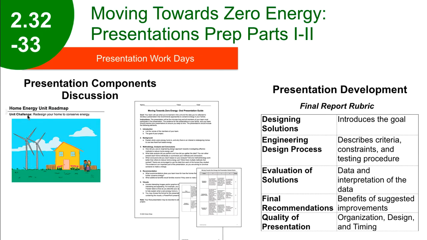In the next lesson, students once again review the unit roadmap and reflect on the benefits of a zero-energy home. How does their action plan relate to each of the subsystems in the roadmap? We look over the information sheet that outlines the required components and the rubric for their final presentation. Some highlights are shown right here. And then they have the rest of today and all day tomorrow to work on their presentations.